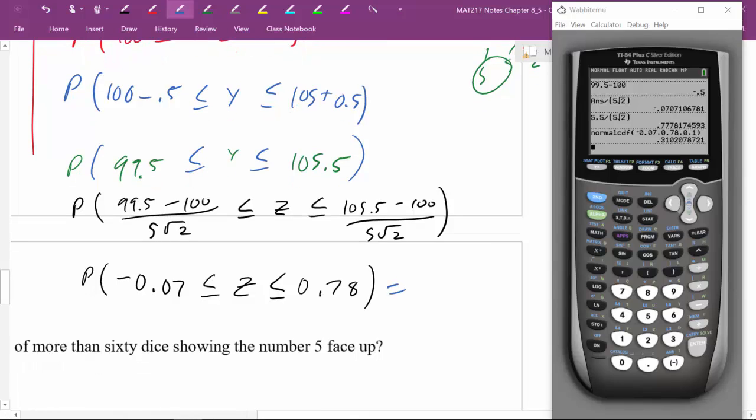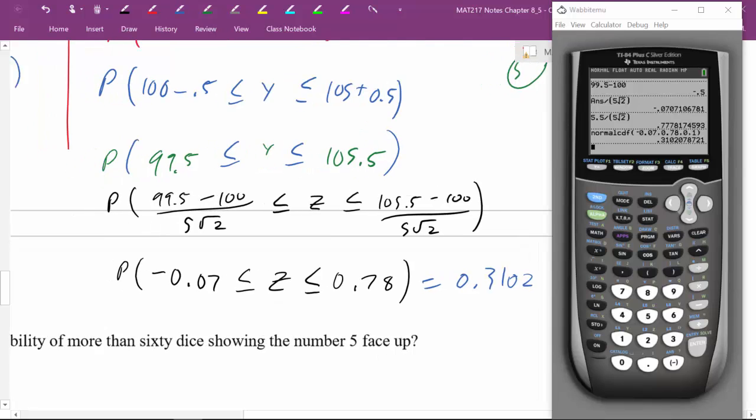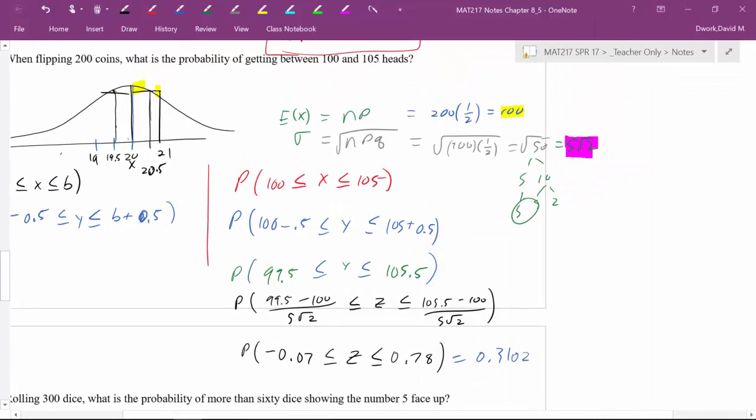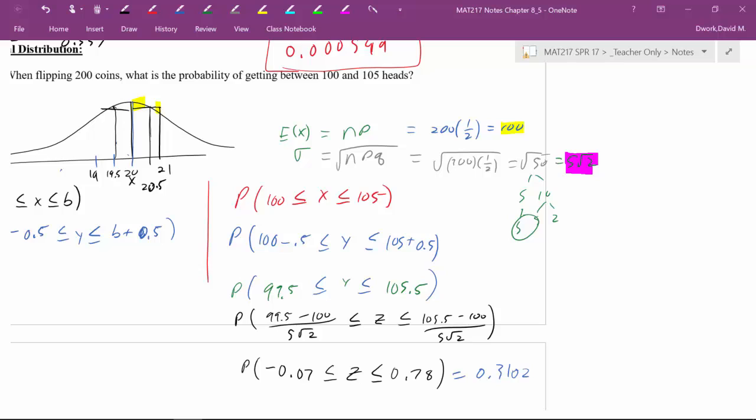I'm going to hit enter. And we are going to end up with 0.31, or 31%. And if you want to carry out a few more decimal places, we'll call it 0.3102. Great. So what does that mean? The likelihood of you getting between 100 and 105 heads would be about 31% if you're flipping 200 coins. About a third of the time you're going to fall there, right?